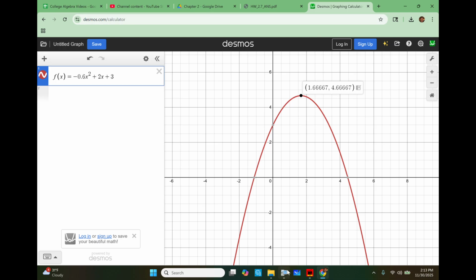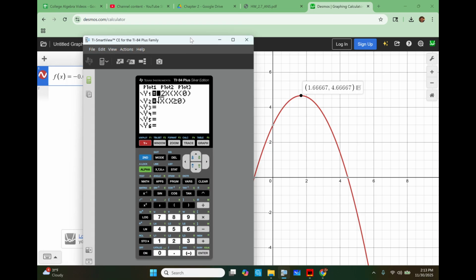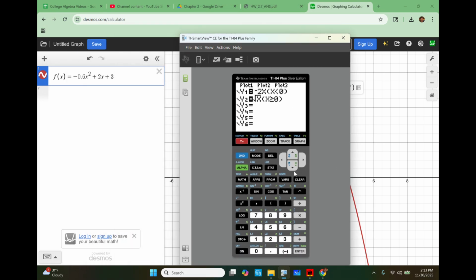If I use my calculator, I'm going to put this function in here. So let's clear this out. -0.6x squared plus 2x plus 3. Again, I always do a Zoom 6, zoom standard window to see it. Okay, so now I need that point there. So second calculate, second trace, and then I'm going to get that maximum point right there.